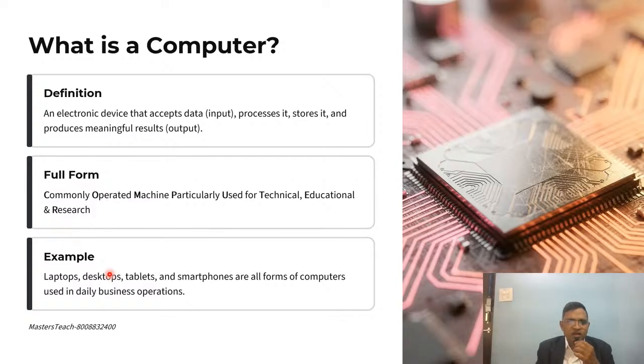Examples of computers are laptops, desktops, tablets, and smartphones, which are also considered computers. So daily we use them for business operations as well as personal operations, for personal usefulness also. Getting my point? I hope everybody is watching the same. That will be helpful to you. Just wait, I'm sending it to all of you.